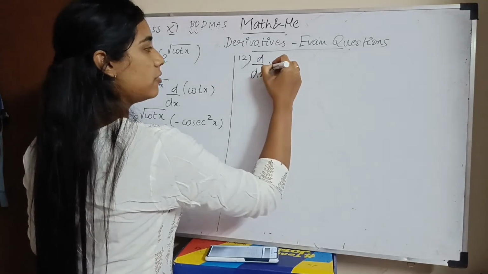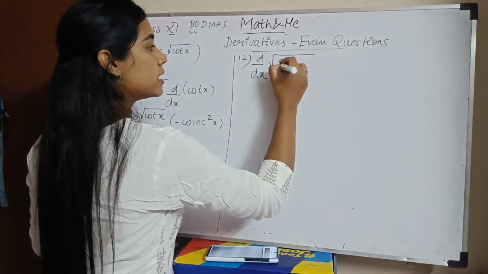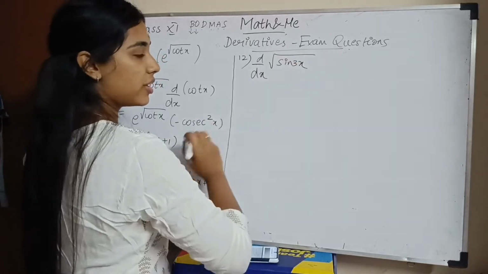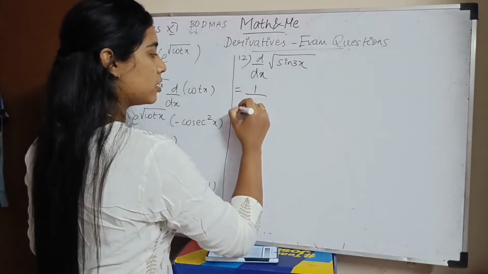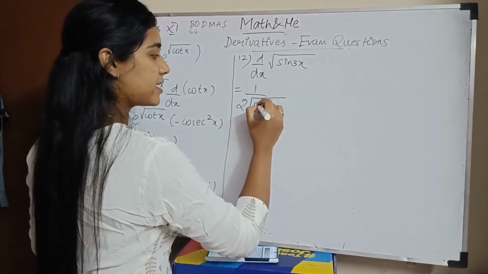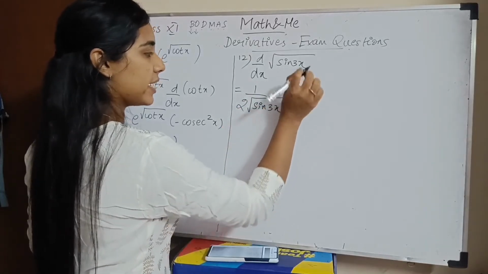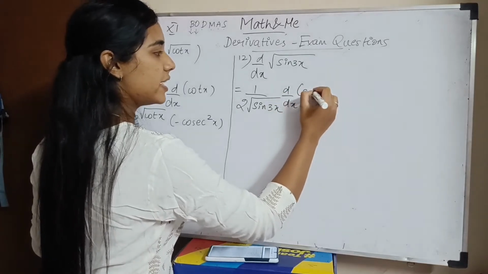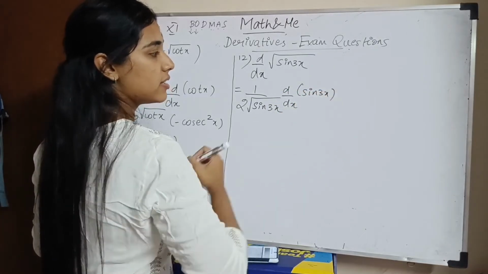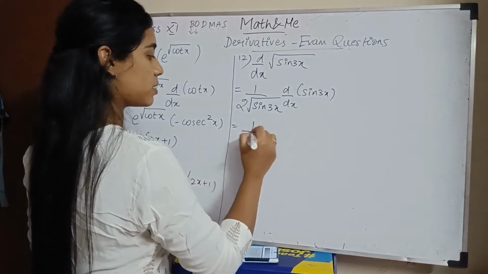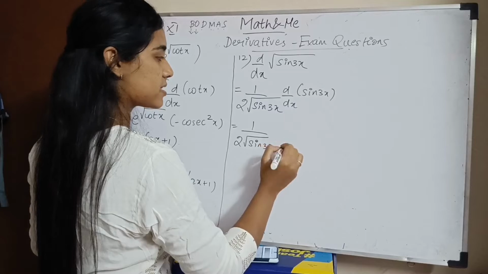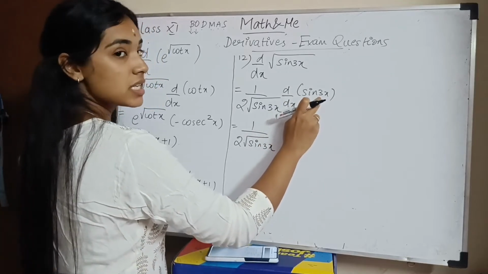d by dx of root sine 3x. So root x, the derivative is 1 by 2 root x. What is your x? Sine 3x. d by dx of what is the function that you have inside? Sine 3x. Now this remains the same. Root sine 3x. d by dx of sine x is cos x.